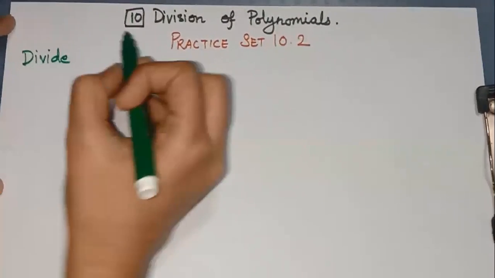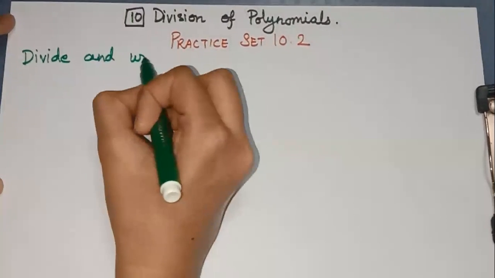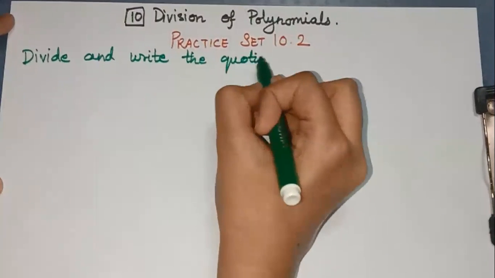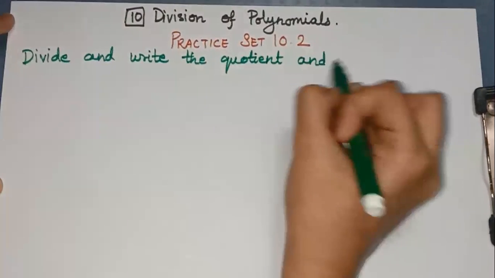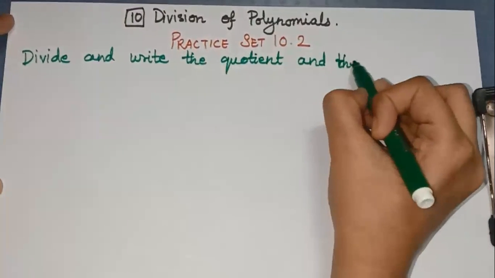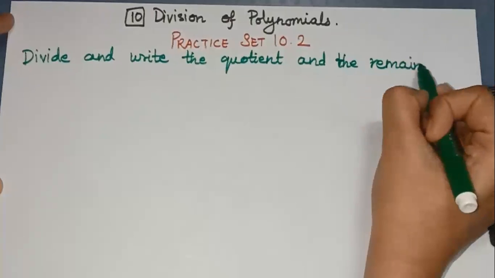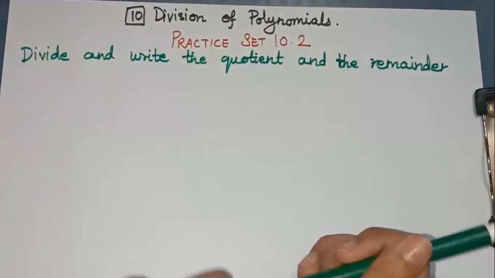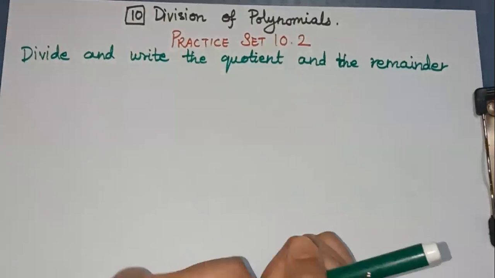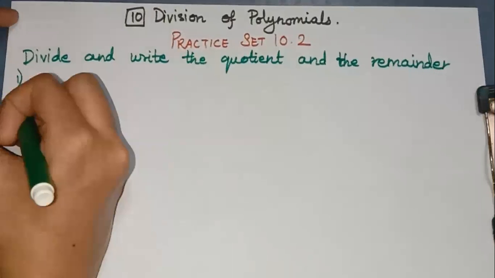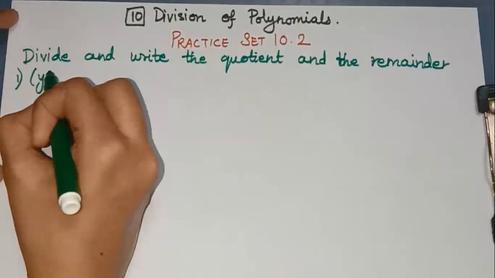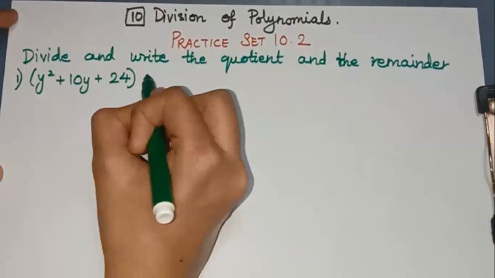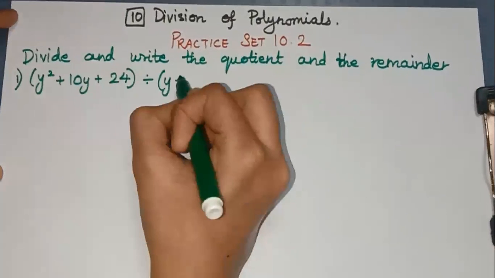The question says divide and write the quotient and remainder. So here, like our previous 10.1 practice set, here also we have to write the quotient and the remainder by dividing. So the first sum is y square plus 10y plus 24 divided by y plus 4.